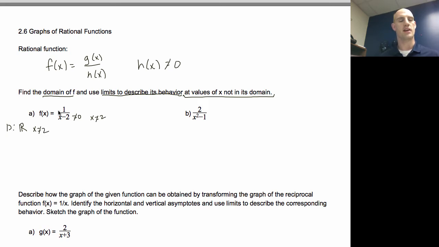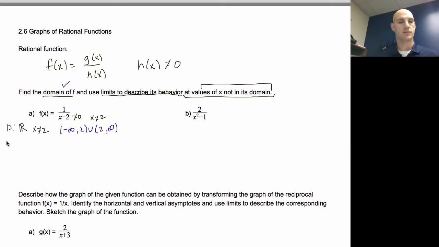Well, how do we write that in interval notation? That'd be negative infinity to 2, and also 2 to infinity, but 2 is not included. All right, that's the first part done. Second part. Use limits to describe its behavior at values of x not in the domain. Okay, so what values aren't in the domain?